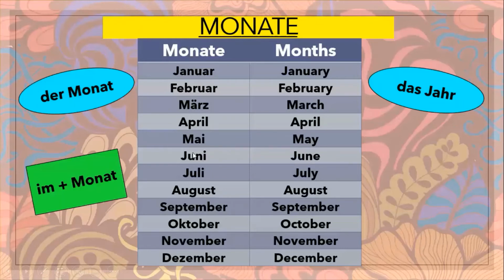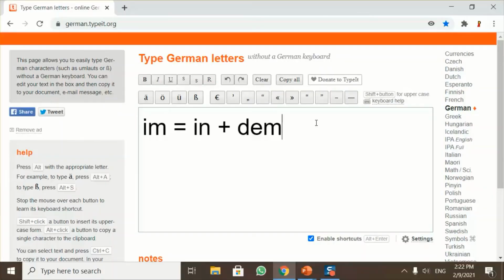And also note that just like am is the short form of an plus dem, im is the short form of in plus dem. And this is so because the dative case in the German grammar is being used here. But as I mentioned in my previous tutorial part also, you don't need to be worried about the dative case.